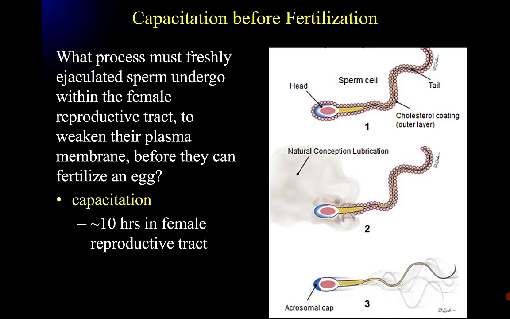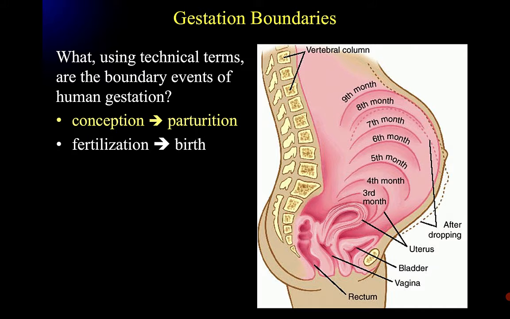The reason why this might be important is if we're going to do any kind of artificial insemination, we're going to need to make sure that prior to that fertilization process, we undergo some form of capacitation or washing of the sperm to make them ready for fertilization.